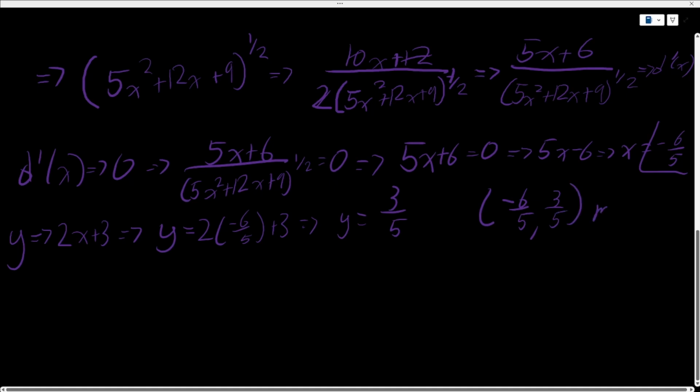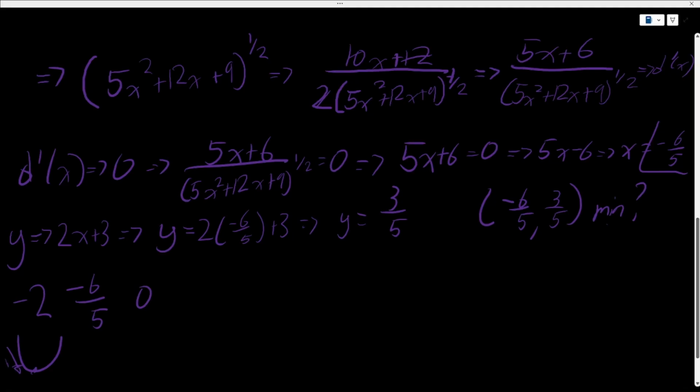But we still have to check if this is a minimum, because we are being asked for the closest point to the origin, which is just the minimum distance to the origin. So let's choose two numbers on the left and right of our negative 6/5. We'll choose 0 and negative 2. And if this is a minimum, the left of negative 6/5 should give us a decreasing slope, and to the right should give us an increasing slope.